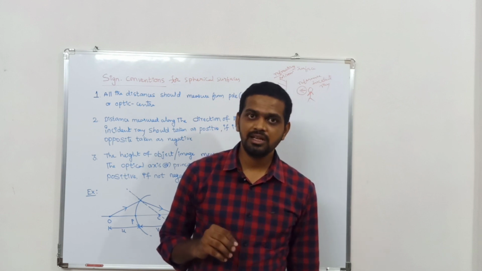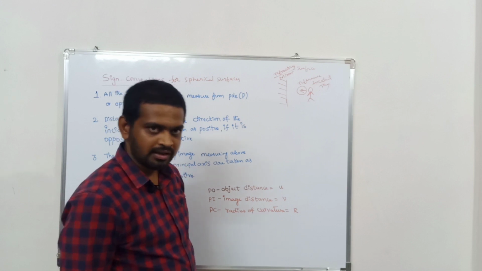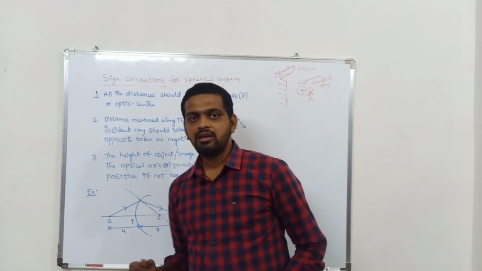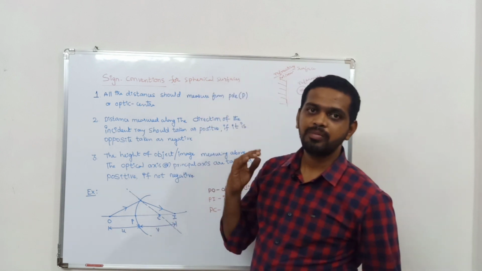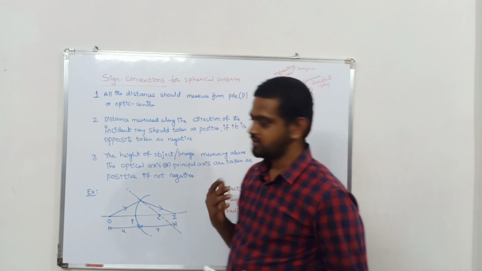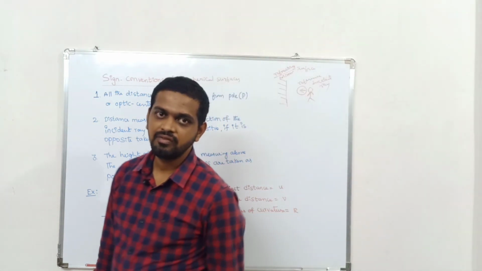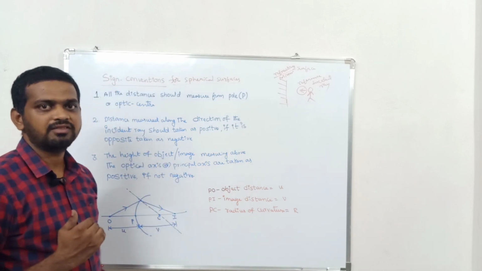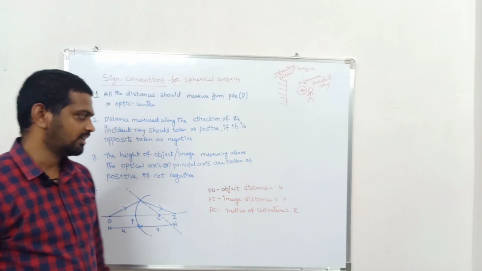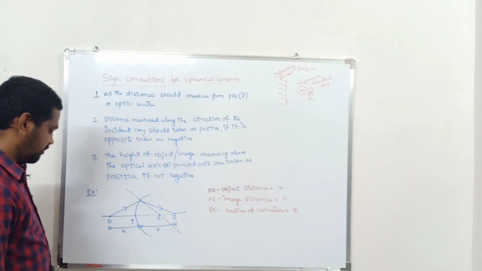If the distance is measured in the same direction as the incident ray, you should consider it as positive. Coming to the third rule, the height of the object or height of the image lying above the principal axis or optical axis is taken as positive. The optical axis is nothing but the principal axis. Don't get confused, children. If the height of the object or image is measured below the principal axis, you should consider it as negative. Now I am going to explain with an example.